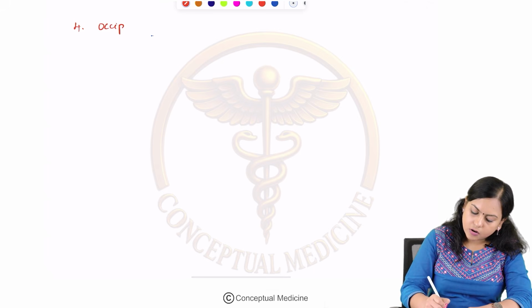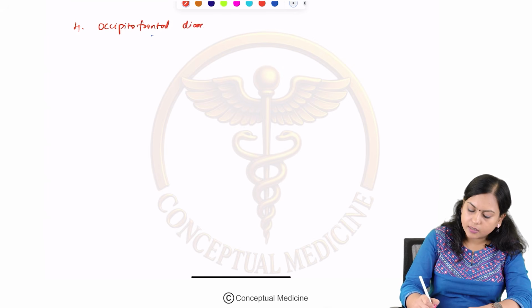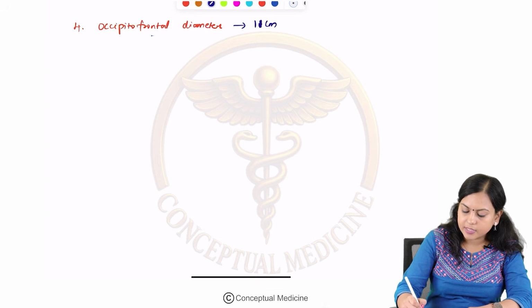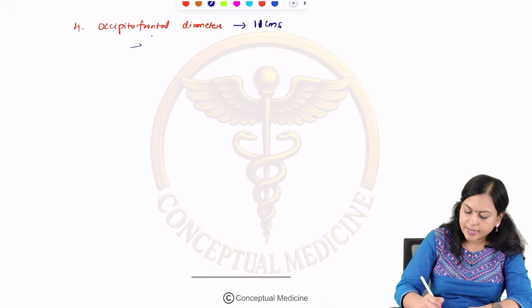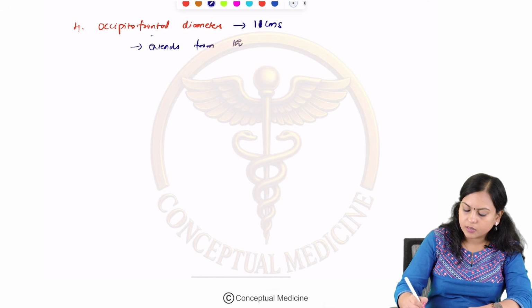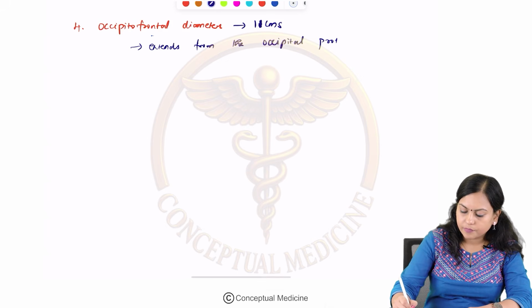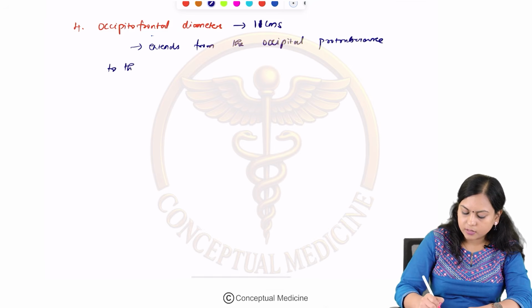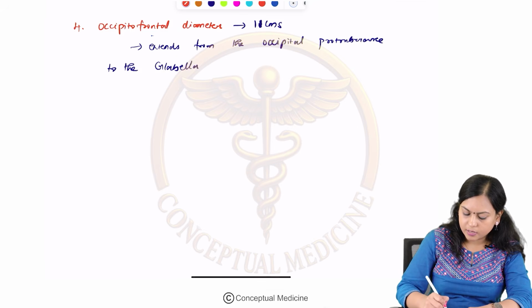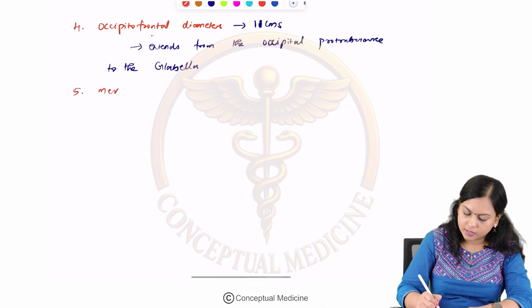Next diameter is the occipito-frontal diameter. This measures around 11 centimeters and it extends from the occipital protuberance to the glabella. Okay.